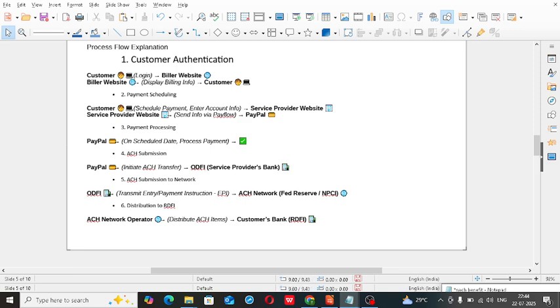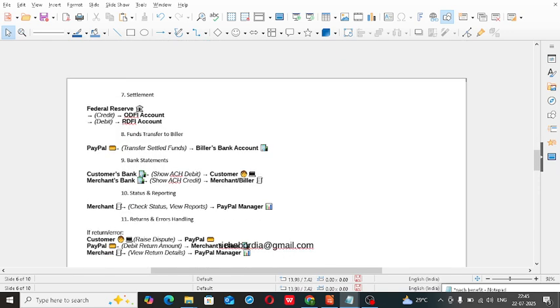After that, what will happen? The originator financial institution, the service provider bank, transmits the payment entry to either the EPI or Fedwire, Fed Reserve, or NPCI network. It reaches the ACH network. The ACH network distributes the ACH payment details to the customer bank, the RDFI bank. After that, what will happen? The settlement starts.